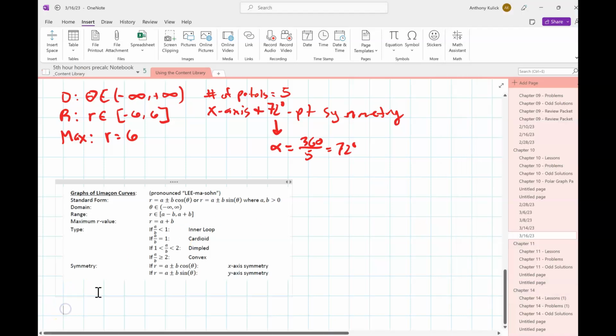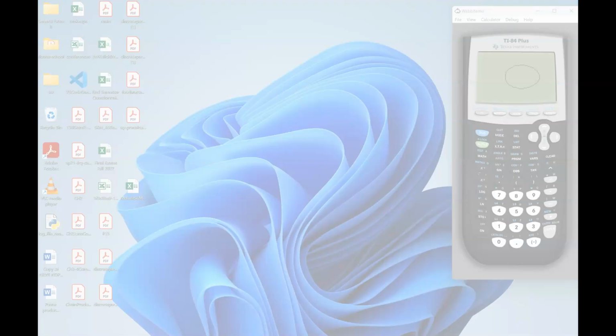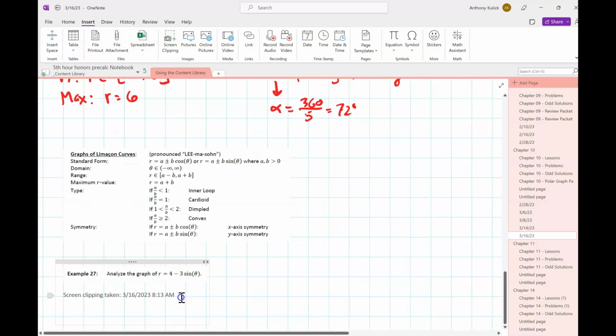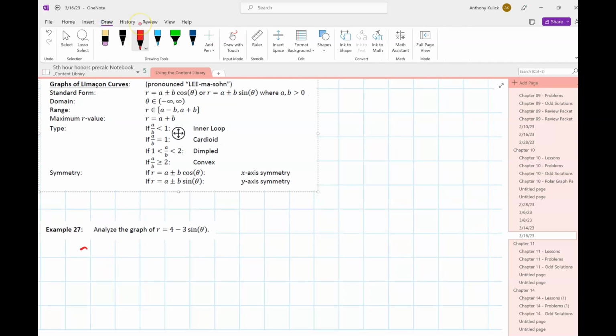So let's do an example where we do the same thing that we just did, where we ask you to analyze the curve. And then we'll be done for today, guys. That's pretty good, right? All right. So I would start by just noting that a here is 4 and b is 3. And this is clearly a limaçon.